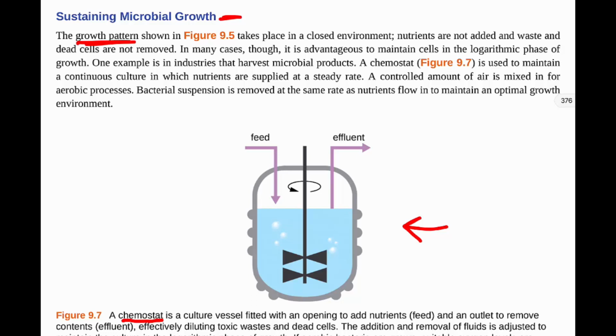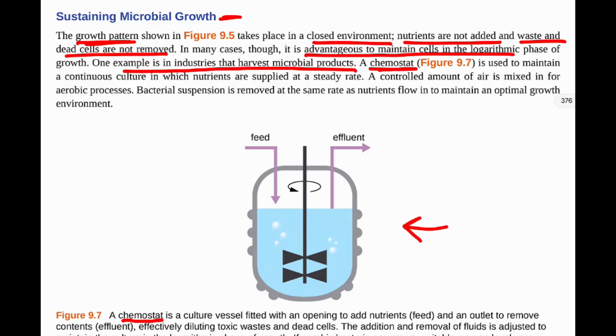So we have our growth pattern that we saw, our growth curve, and that takes place in a closed environment. So remember that nutrients were not added and the waste and dead cells were not taken away. And then we saw that regular growth curve, which had our log phase, which is the ideal phase for our purposes, but then it hits that stationary phase and then the death phase. It is advantageous, however, to keep them in the log phase for industry. So for example, industries that harvest microbial products, so they're going to use this chemostat, and it's used to maintain a continuous culture in which nutrients are supplied at a steady rate.